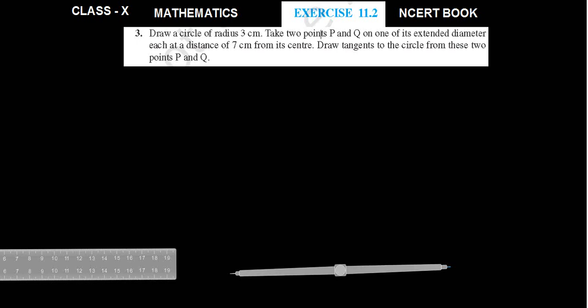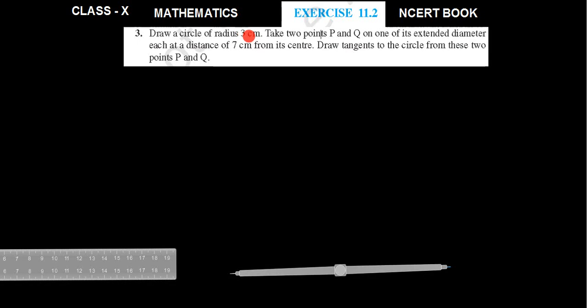Now we will discuss question number 3 of NCERT exercise 11.2 of your mathematics book for class 10th. Question number 3 is to draw a circle of radius 3 centimeter and then take 2 points P and Q on its extended diameter, each at a distance of 7 centimeter from its center. Then draw tangents to the circle from these 2 points P and Q.